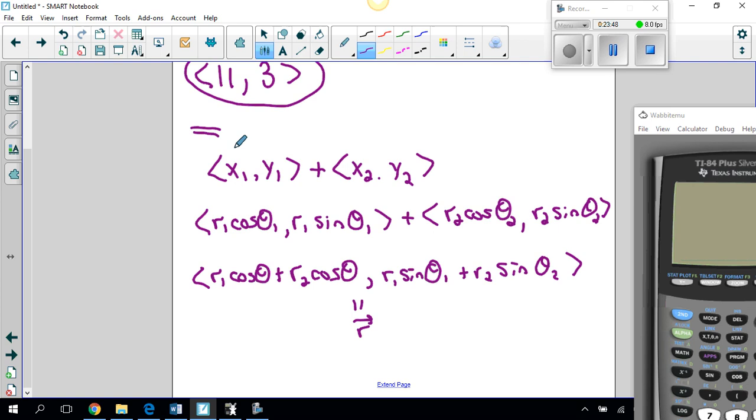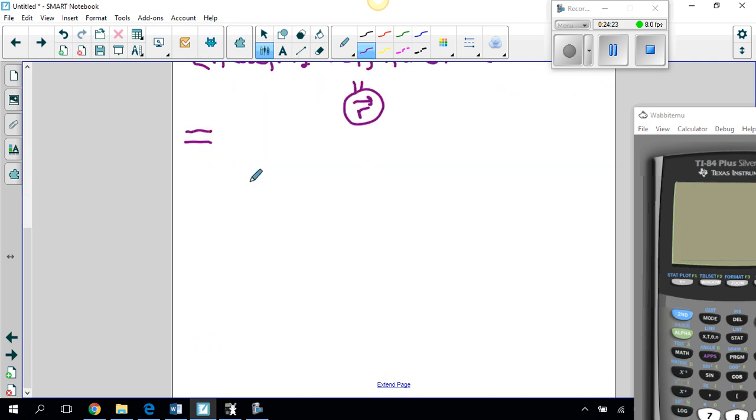So I don't have to be given just x1 and y1. I can be given r1 and theta 1. And if I give you r2 and theta 2, I can get to the result. Now, I will tell you that when you are adding two vectors, law of sines and law of cosines can come into play. I guess the best way to explain this is to actually do a real standard example.